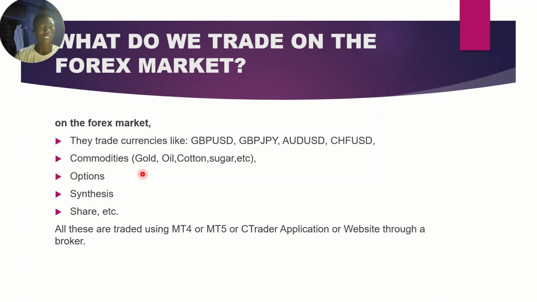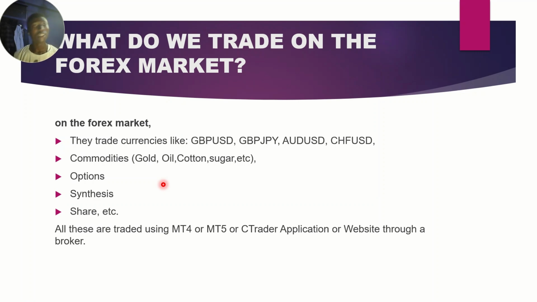And we have commodities that we trade on the forex market. We don't only trade currencies on the forex market, we also trade commodities. We have commodities like gold, oil, sugar, salt, timber, wood, and a whole lot of commodities that are being traded on the forex market. And we have options. You can also trade options on the forex market. We have synthetics and shares. All these are traded using platforms and apps.